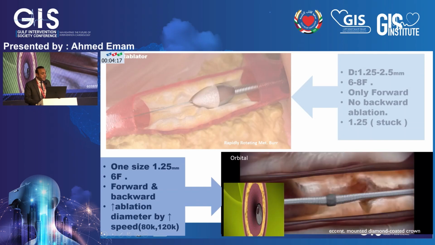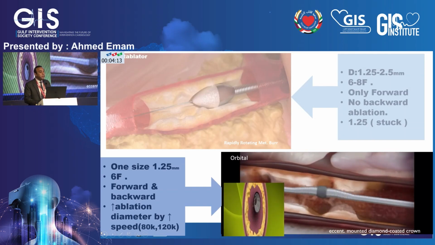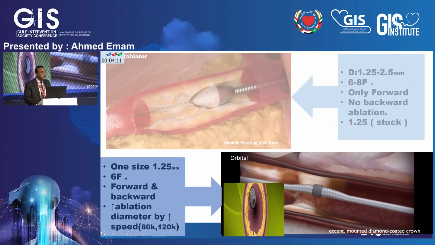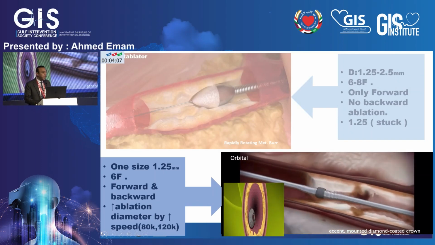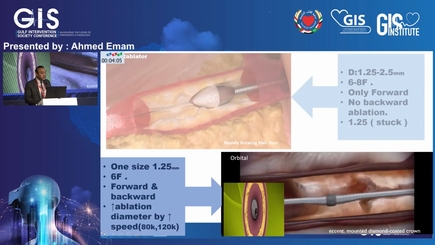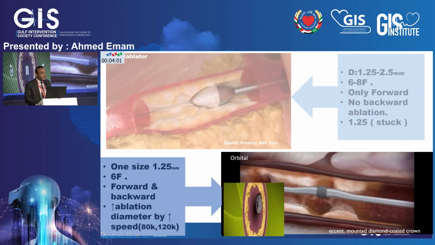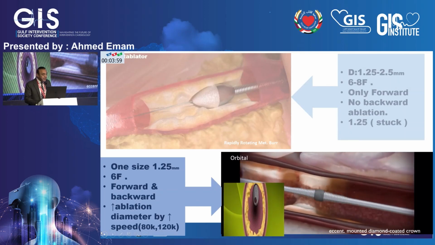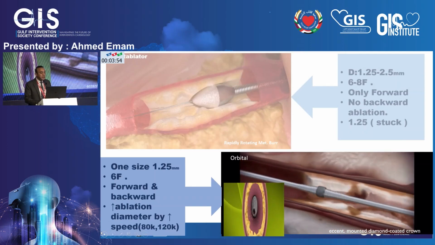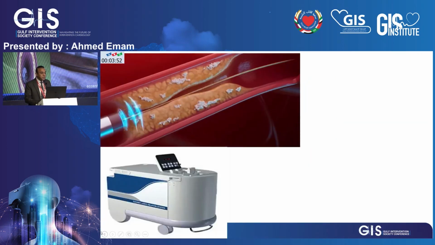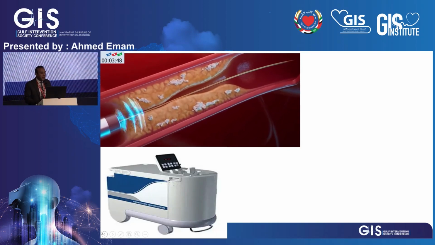The good two things about the orbital atherectomy are that it comes in only one size, 1.25, in a 6 French guiding catheter. The other thing is that it can ablate both in the forward and backward direction, so it usually doesn't get stuck. And we increase the diameter of ablation by increasing the speed from 80,000 up to 120,000 RPM.